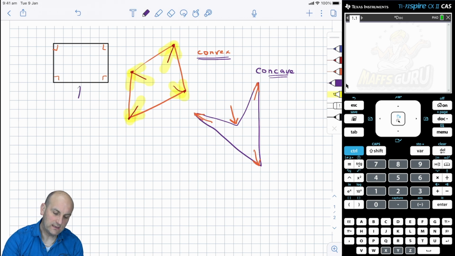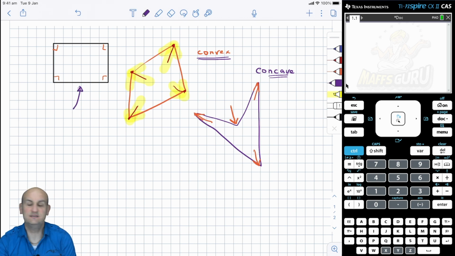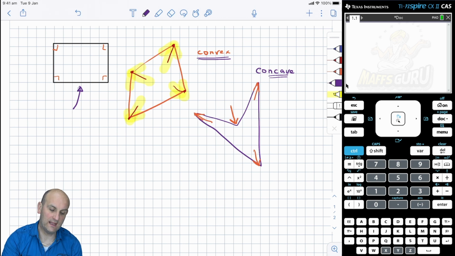Just going to go back to this one here, because this is the easiest thing in the world to work out, how many degrees are inside a quadrilateral. Right? Because we have four right angles, we know that each of those right angles is equal to 90 degrees.